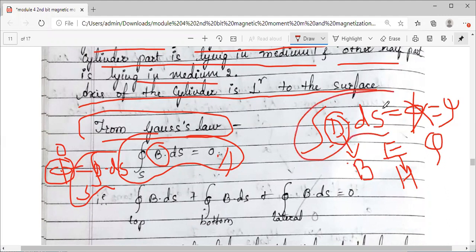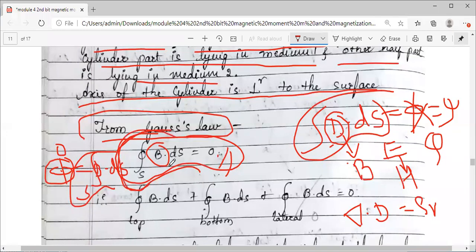What we wrote, D dot dS equals Q, or probably in class you took del dot D equals rho v, Maxwell's first equation. That is one equation we have studied in electric field. But when we talk about magnetic field, we have to replace the analogous terms. So this is your Gauss's law for magnetic field. So taking this surface integral of B dot dS equals 0.